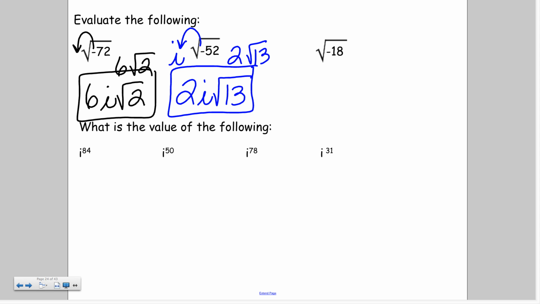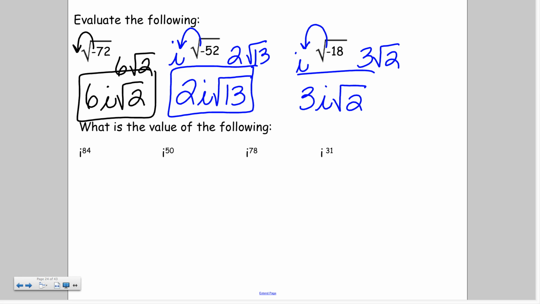Alright, last one. Square root of negative 18. i comes out. The square root of 18 is 3 root 2. So i and 3, I'm going to put those together, so 3i root 2. Alright, second part. What is the value of the following?